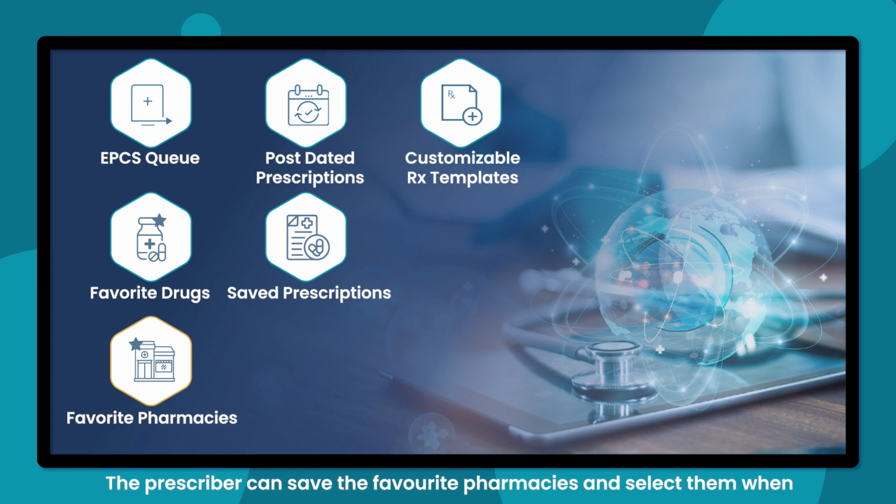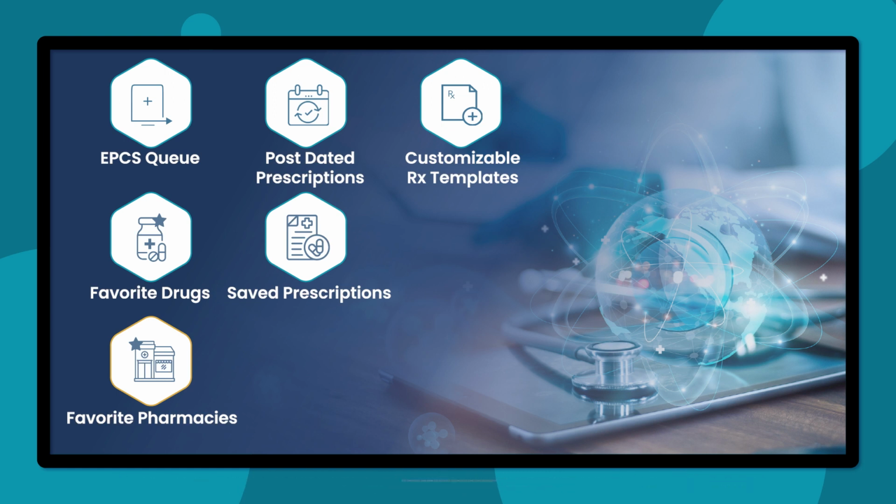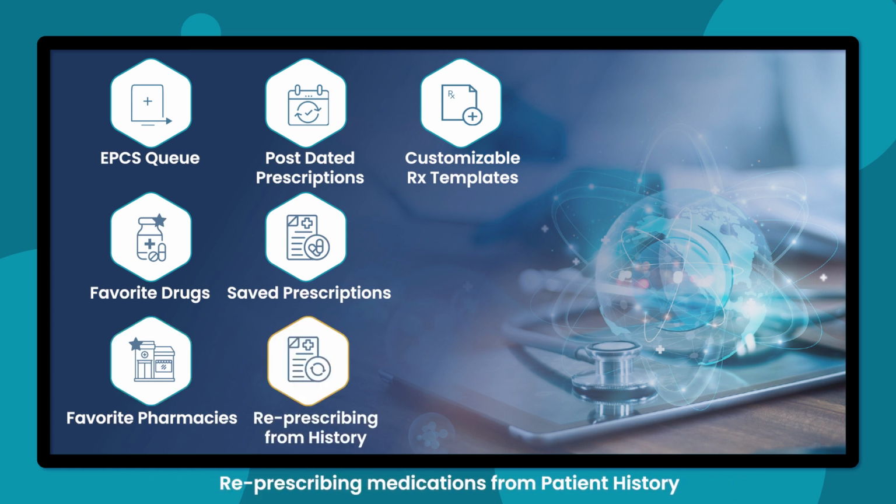Favorite pharmacies. The prescriber can save the favorite pharmacies and select them when prescribing, which saves time to search the pharmacy. Represcribing medications from patient history. The prescriptions that are already sent to pharmacy are listed in medication history and can be represcribed whenever required.